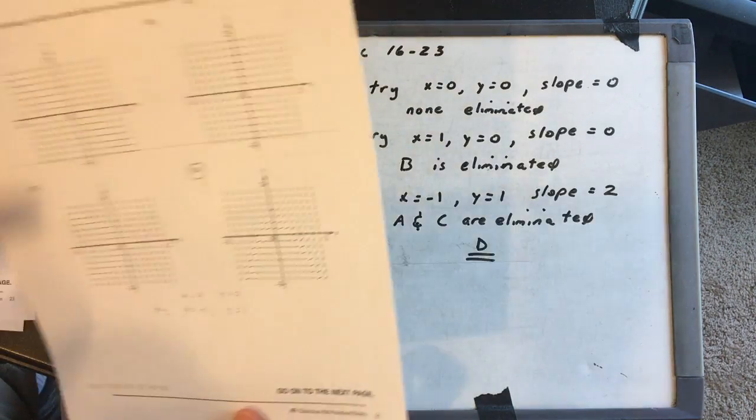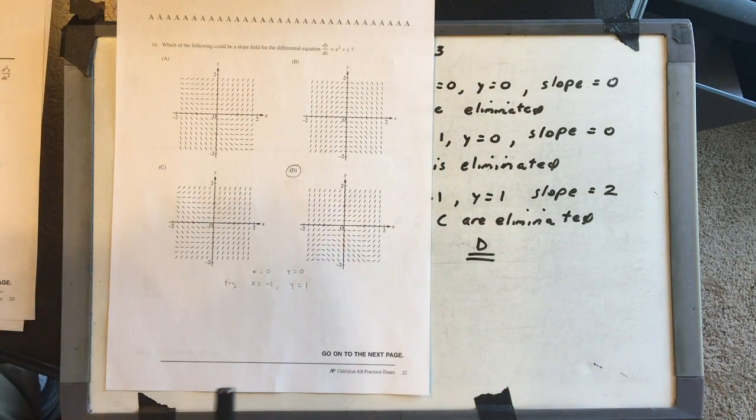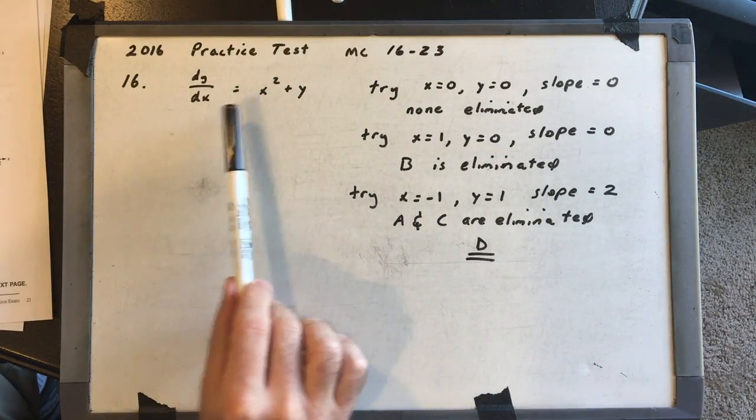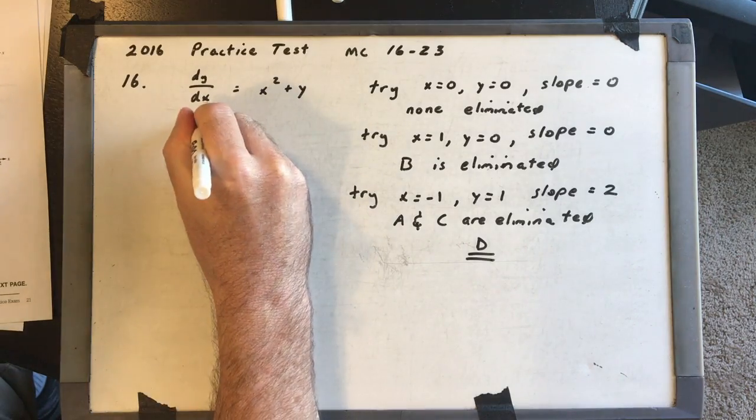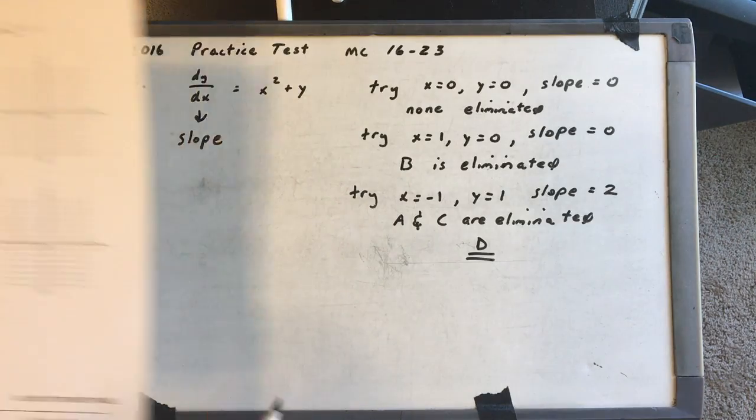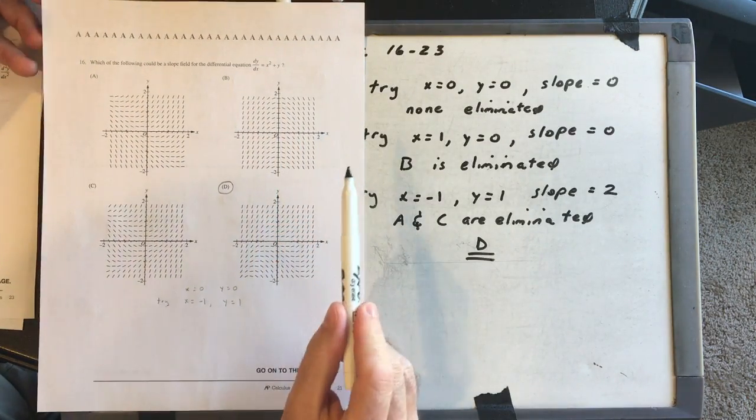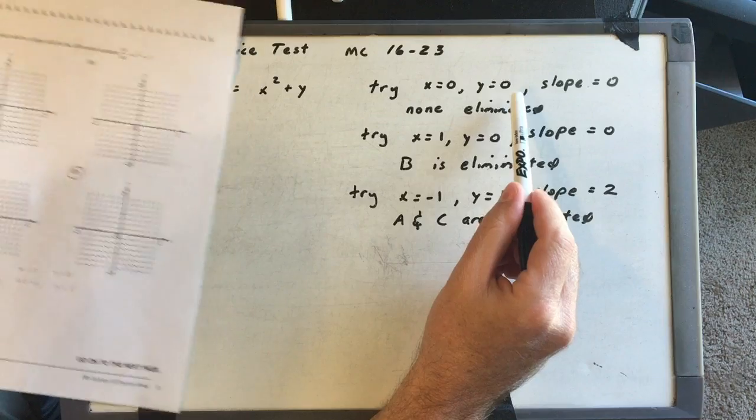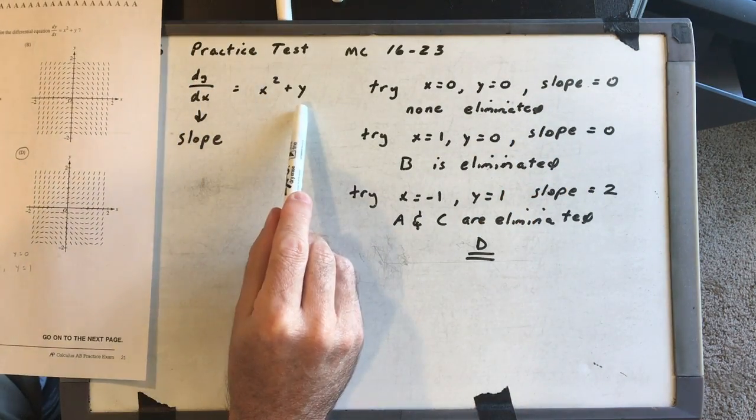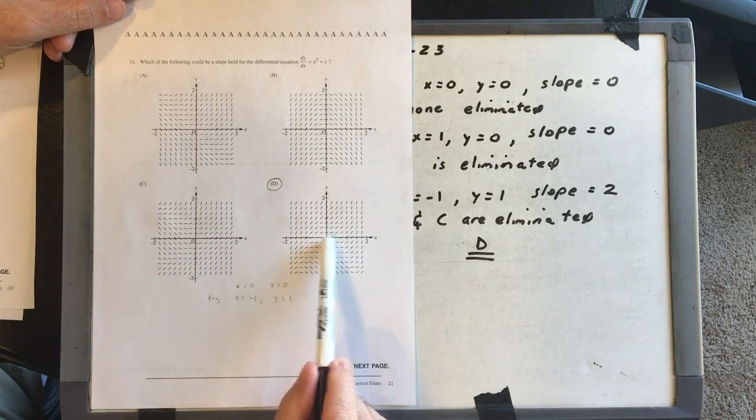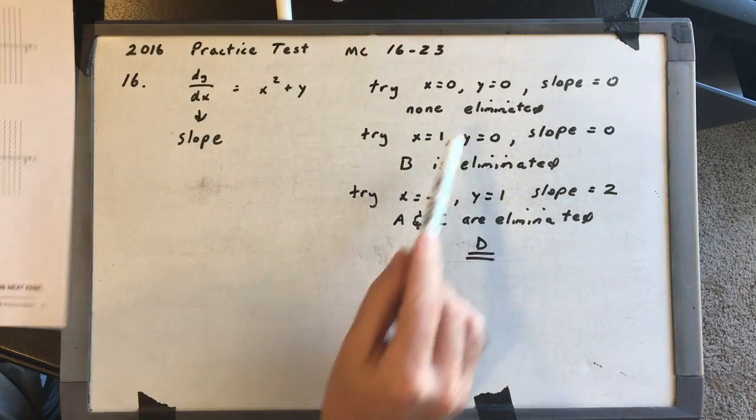So number 16 gives you a slope field. It says that dy/dx is equal to x squared plus y. And dy/dx, of course, just gives you the slope at a particular point. So what you want to do is try some easy values and see if any are eliminated. The first one that I tried was x is 0 and y is 0. That gives you a slope of 0 because it's 0 plus 0. Looking at the (0, 0) point on all of these, it has a horizontal line, so that doesn't eliminate anything.